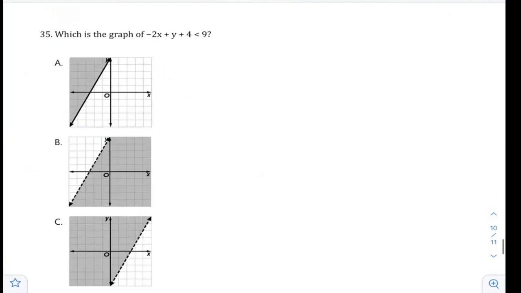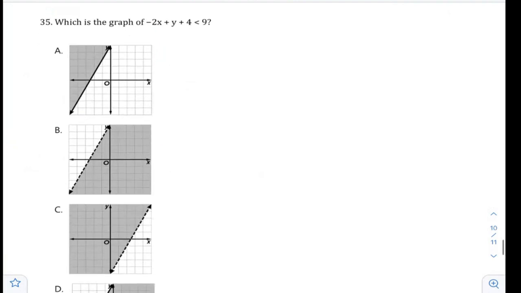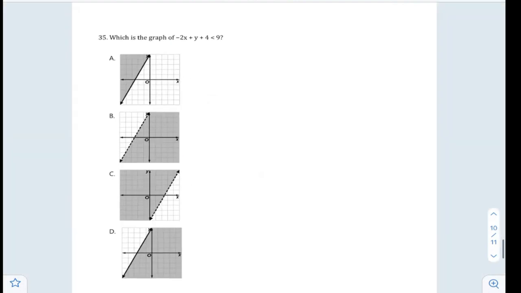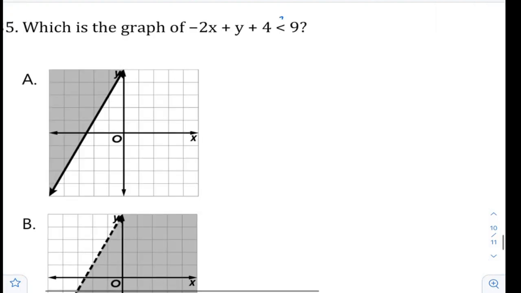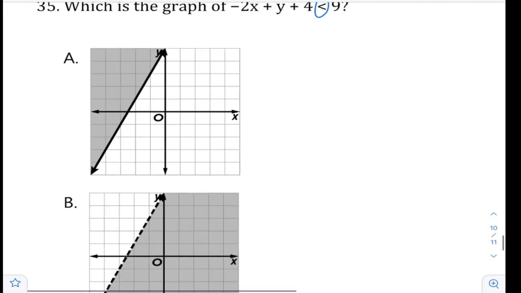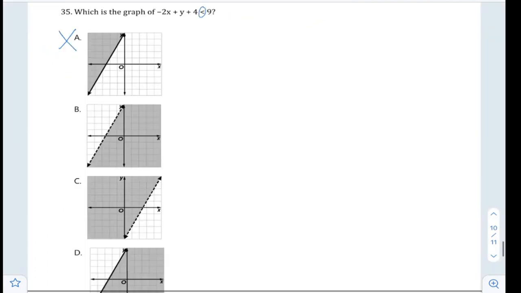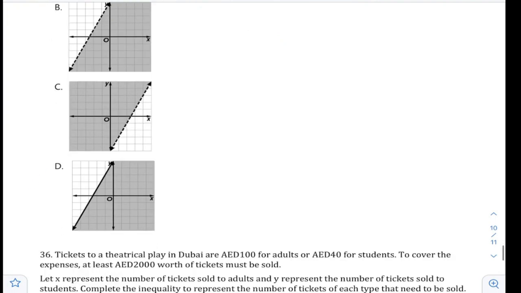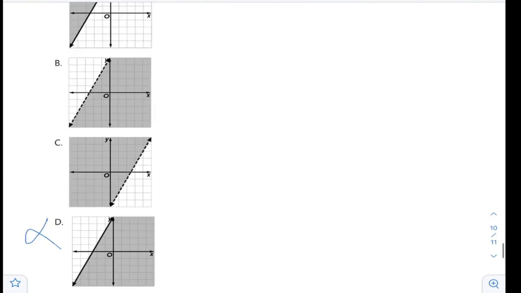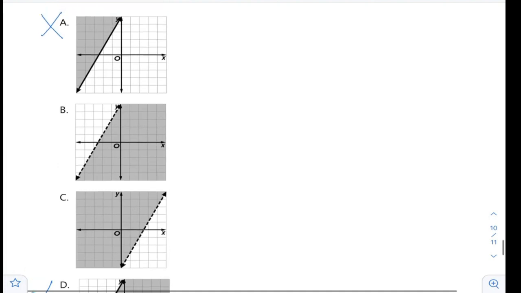Which is the graph of the following inequality? Which option will we never think about? Think about it. These are the 4 options that are available for us. Yes, A and D will never be correct. Why? Because here we have less than only, so our line will not be a solid line. Definitely, A is wrong because it has a solid line. D is also wrong because it is also a solid line. So we have 2 options, B and C, to choose from.